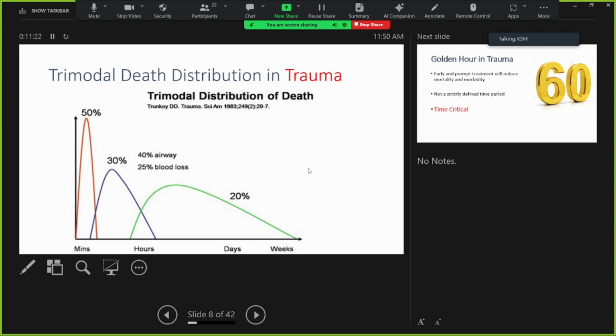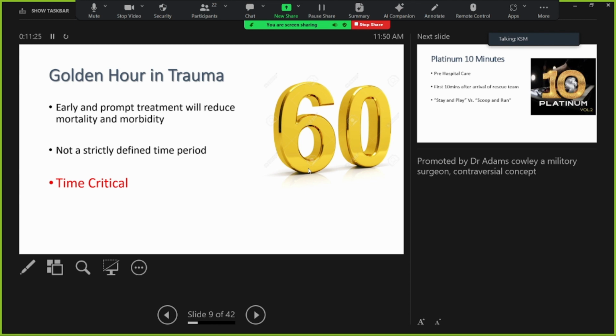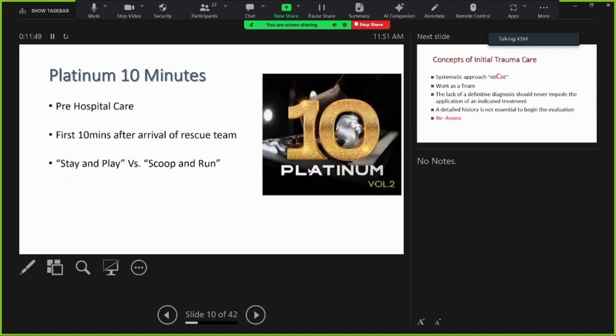And when it comes to trauma, we talk about time critical emergencies. They are talking about an hour. That is not exactly 60 minutes, but if you can treat the patient early, there will be less mortality or morbidity. Going beyond these hours, when it comes to pre-hospital care or at the site of injury, you can apply the platinum 10 minutes, which is the first 10 minutes after arrival of the medical rescue teams.